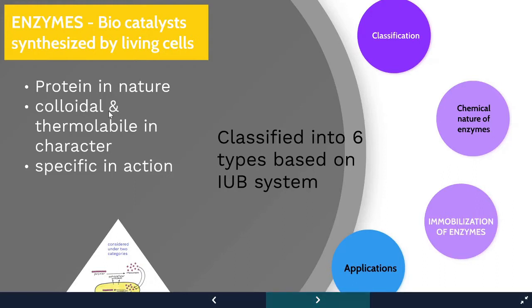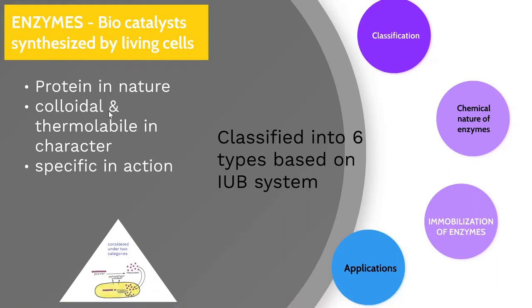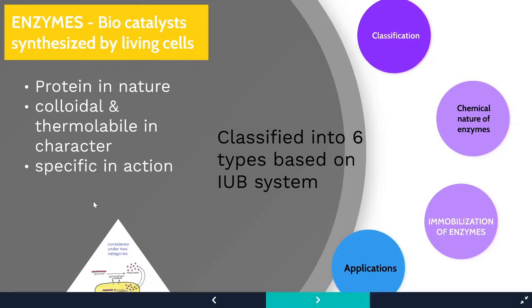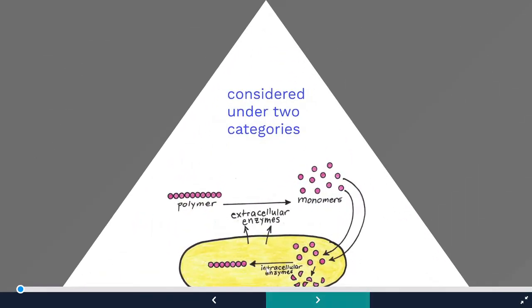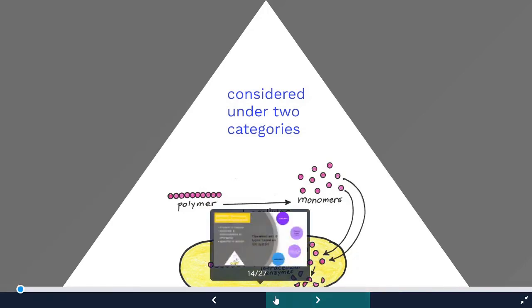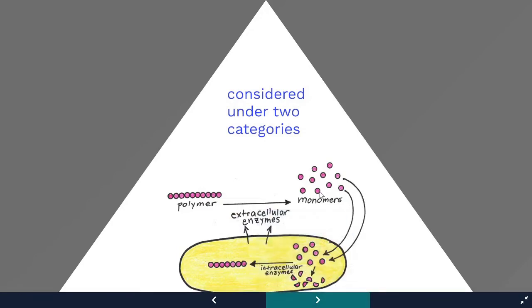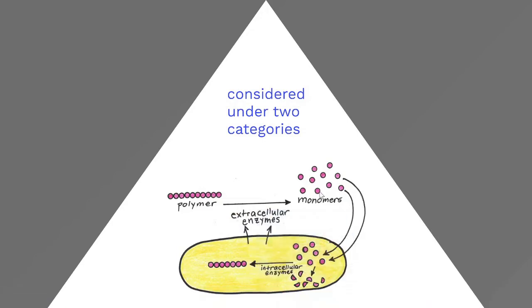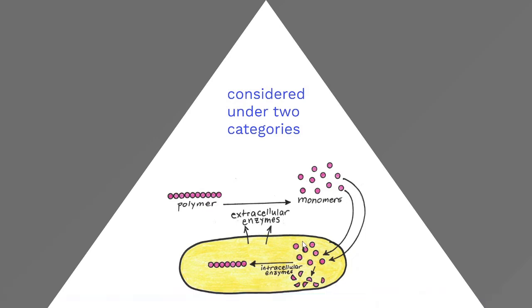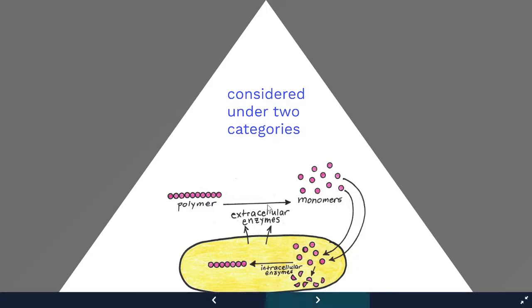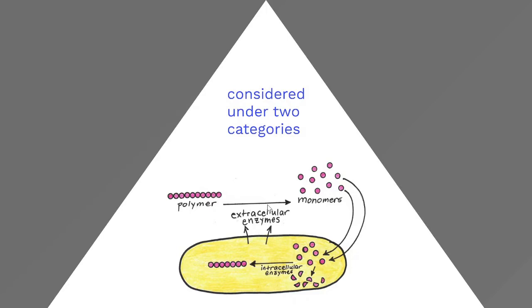All the enzymes are protein in nature. They are colloidal and thermolabile in character, and of course they are specific in their action. Sometimes these enzymes can be considered under two categories: intracellular enzymes and extracellular enzymes. Intracellular enzymes are produced within the cell, and they function within that particular cell. Whereas extracellular enzymes are those enzymes which are active outside the cell.